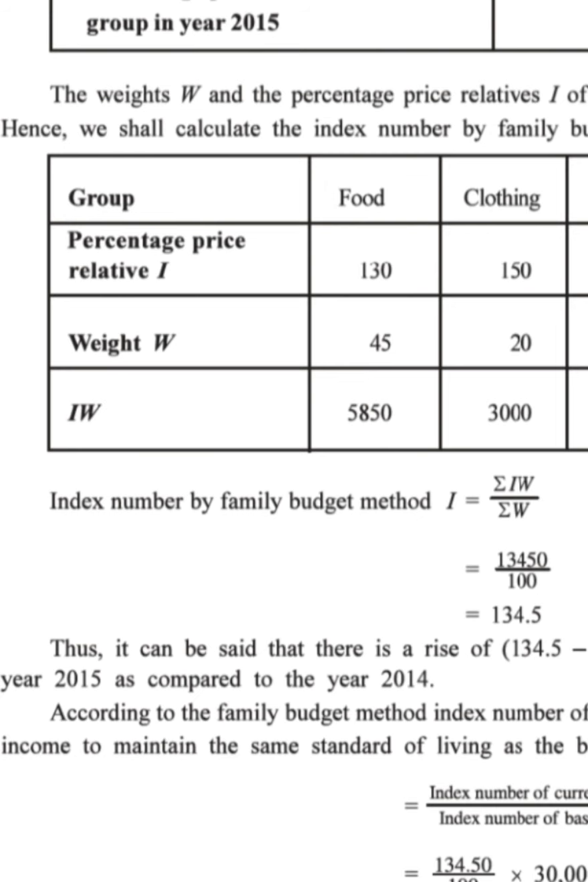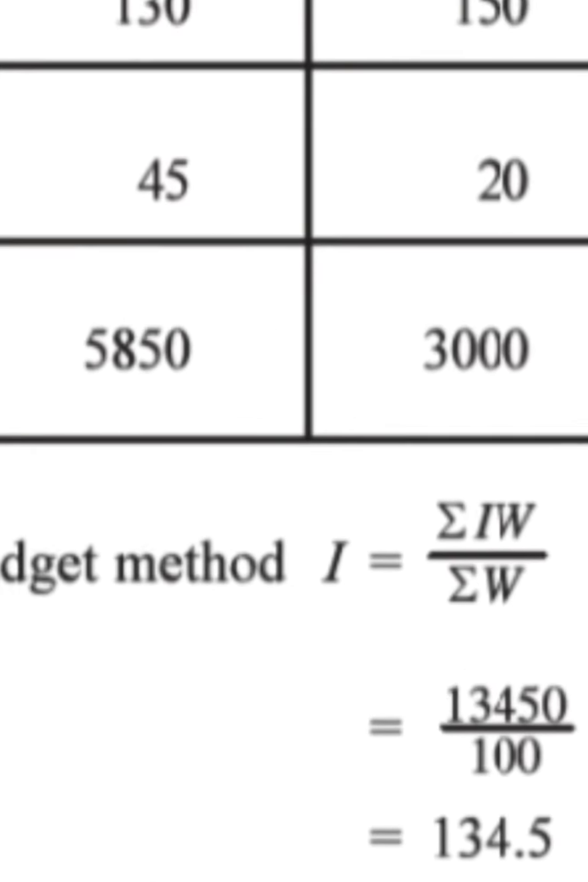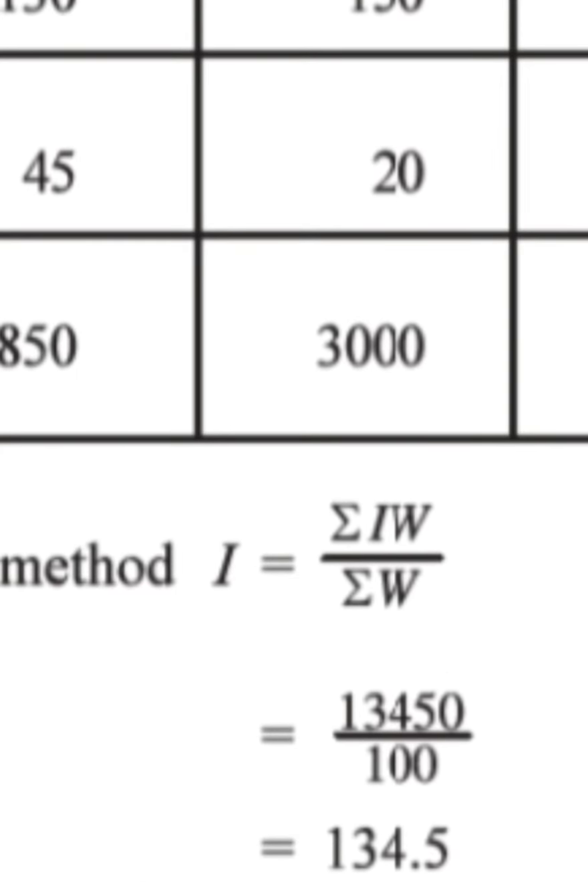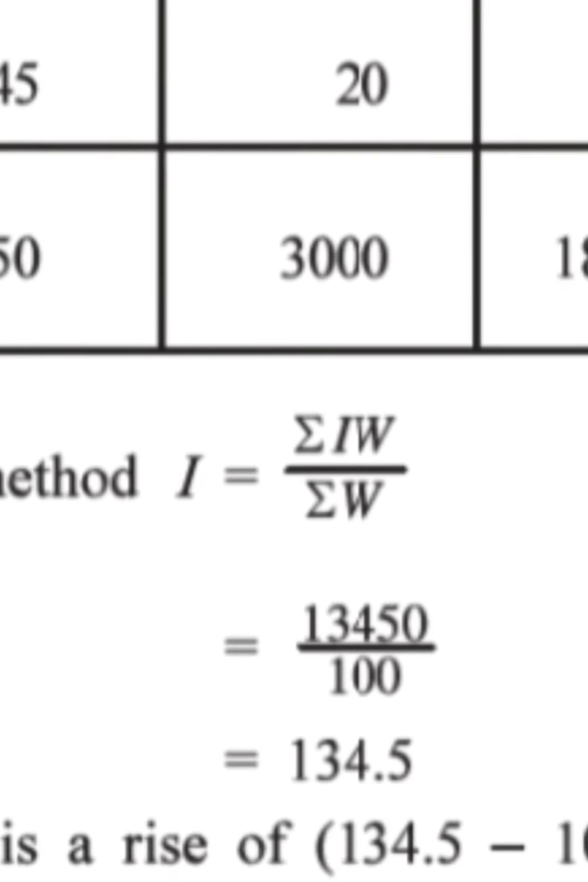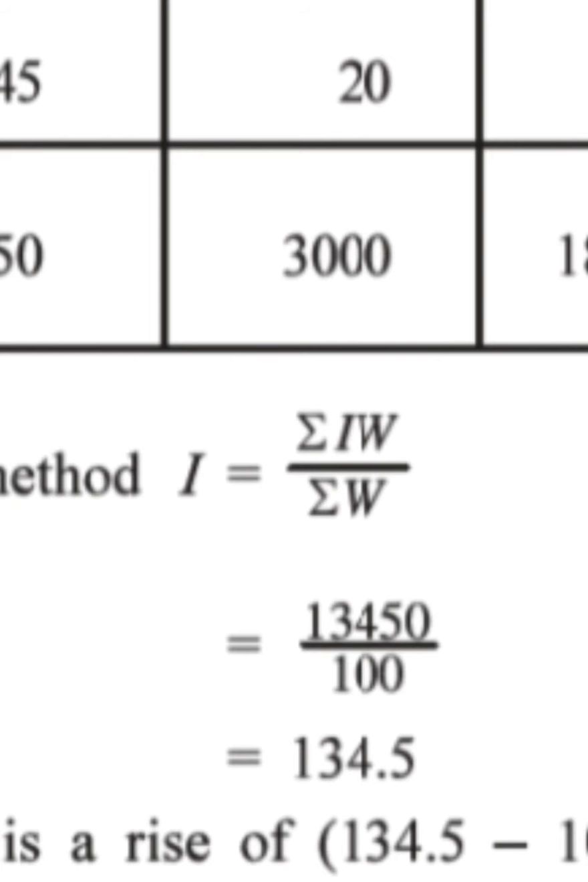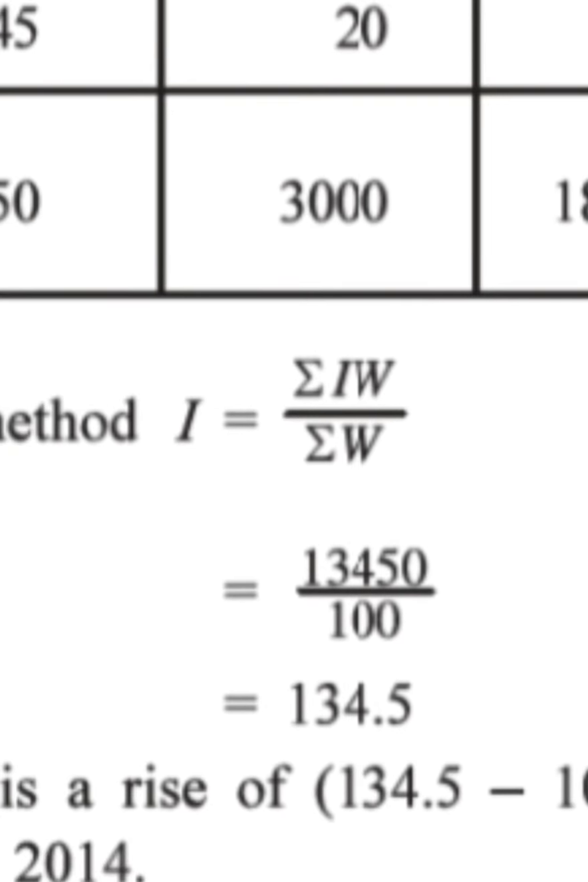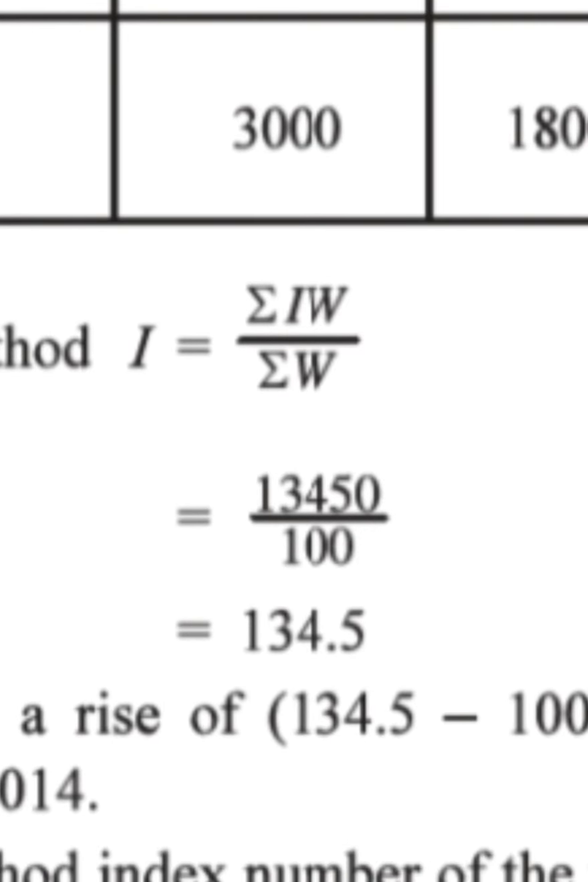Now we are going to find the index number by the family budget method. The formula we discussed is I equal to sigma IW upon sigma W. Sigma IW, the total that we found in the table, is 13,450. Sigma W, we have seen, came up to 100. You divide it, and it comes to 134.5.